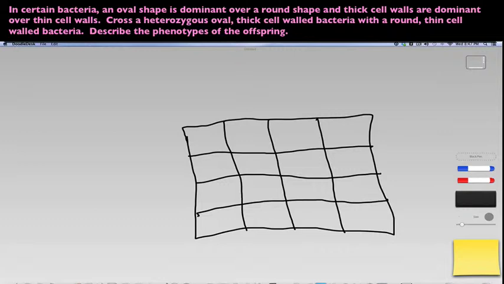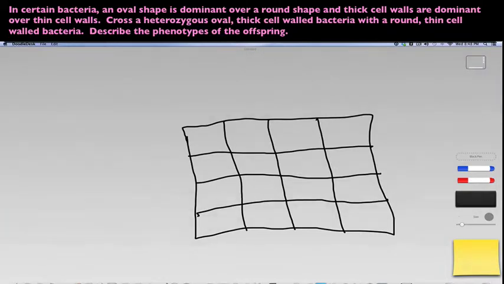Okay, the problem that we have right here says in certain bacteria an oval shape is dominant over a round shape and thick cell walls are dominant over thin cell walls. What we're going to do here is cross a heterozygous oval thick cell-walled bacteria with a round thin cell-walled bacteria. This is very similar to the problems you're going to be encountering on your quiz and on the EOC. You have to describe the phenotypes of the offspring, which basically means you have to give us a phenotypic ratio.